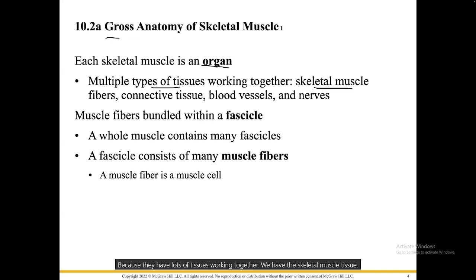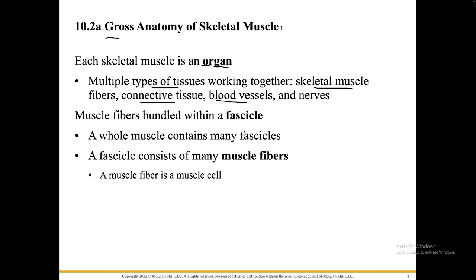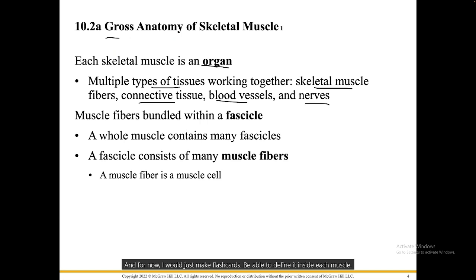We have the skeletal muscle tissue. We have connective tissue, like maybe attaching to a bone. There are blood vessels taking blood and nutrients to the muscle, and there are nerves. So lots of different tissue types. Watch these words, and for now, I would just make flashcards, be able to define them.